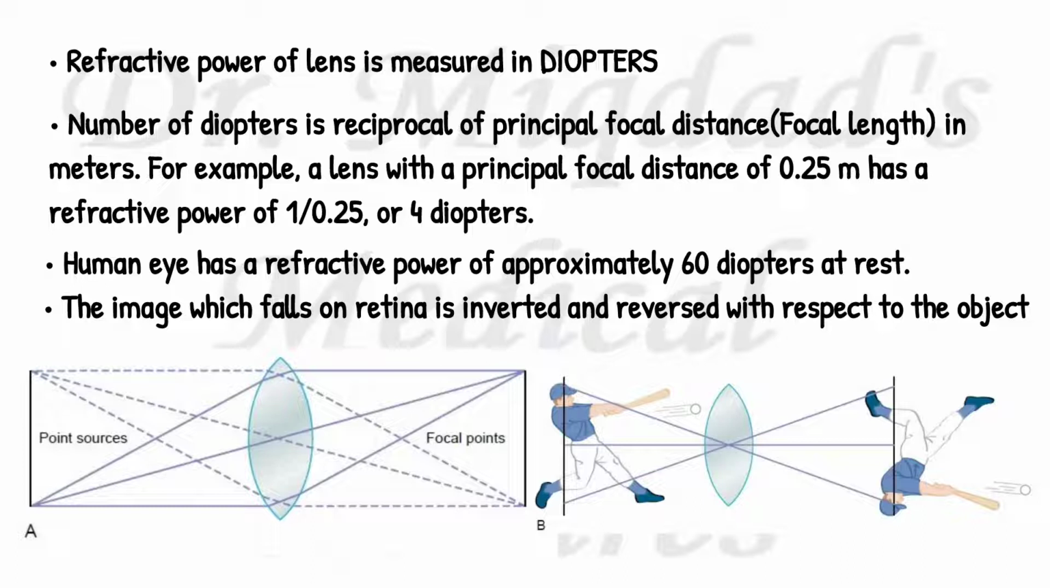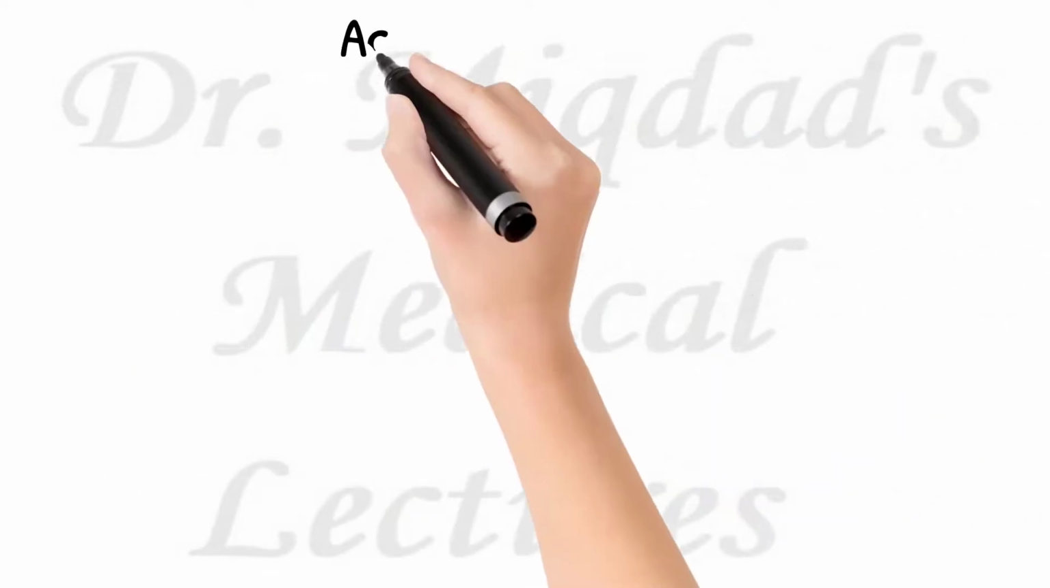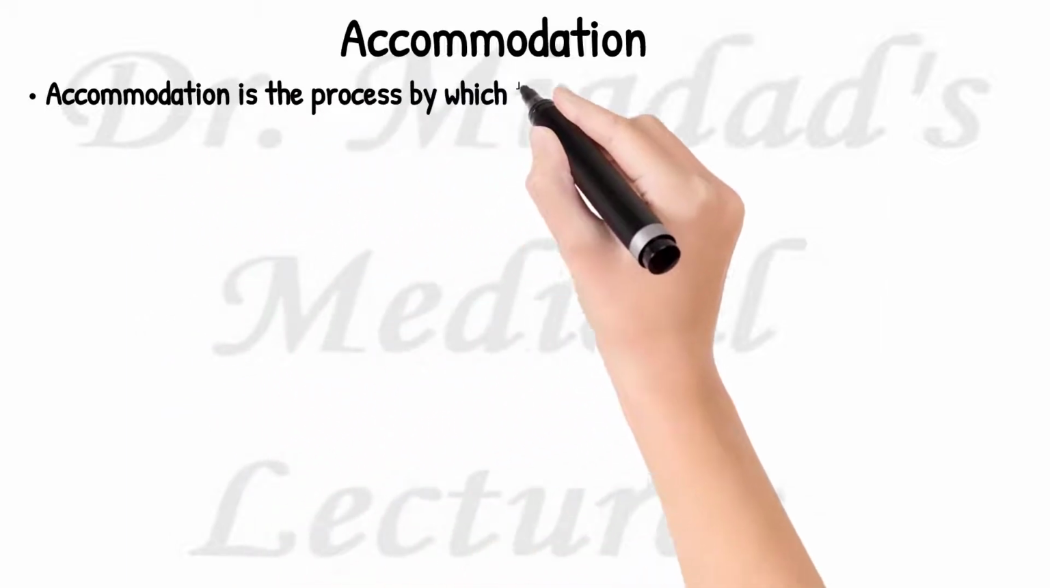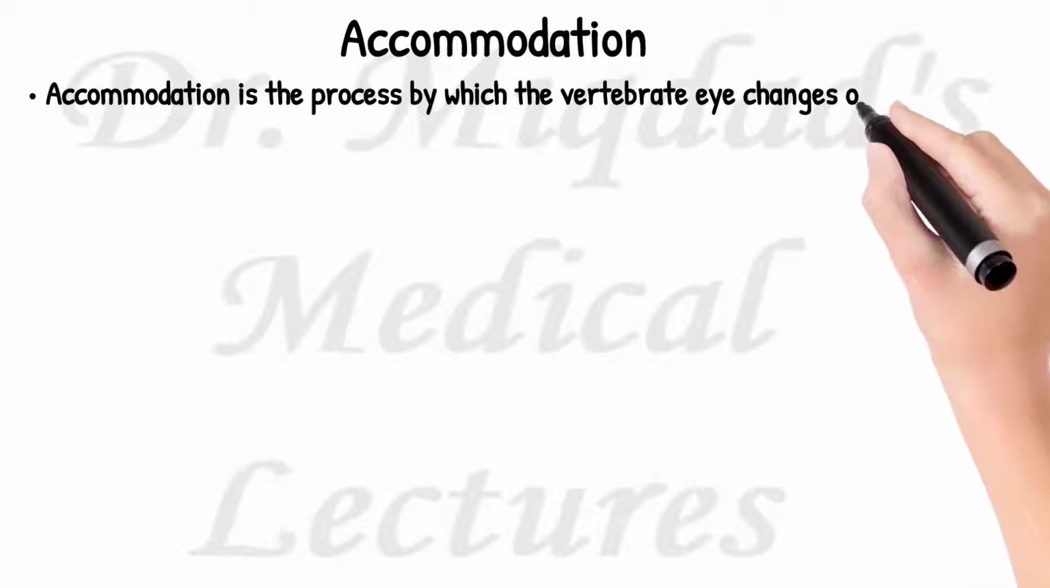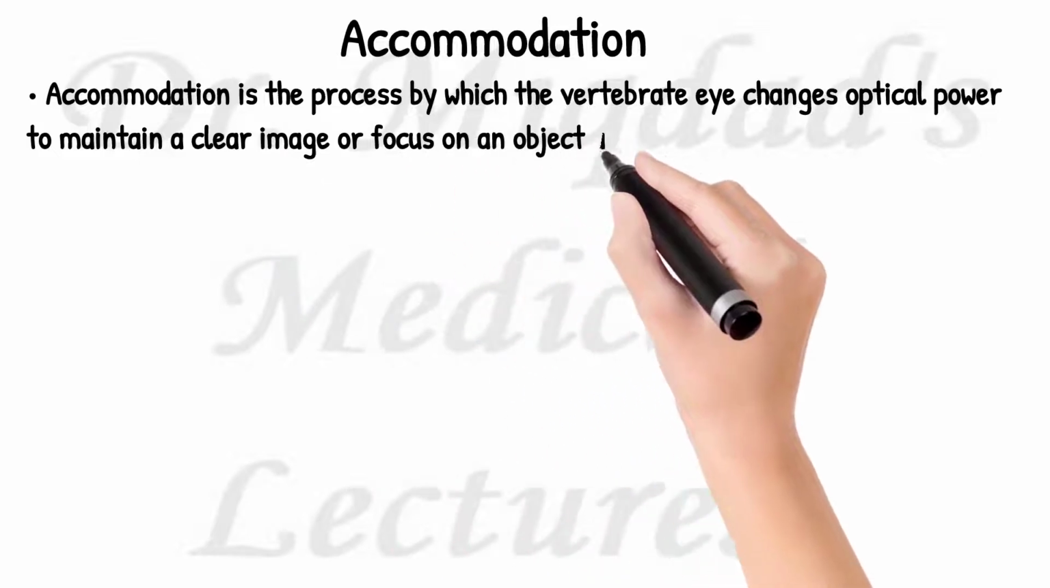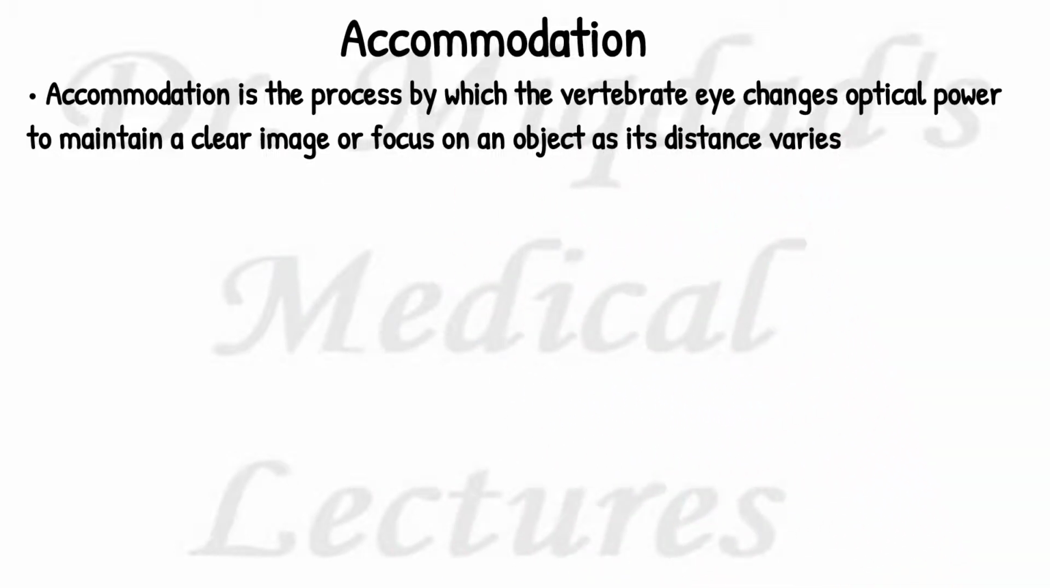The accommodation is so fast that we don't even have the feeling of the image getting blurred if we shift our focus from a near object to a far object and vice versa. So now let's discuss accommodation. Accommodation is the process by which the vertebrate eye changes optical power to maintain a clear image or focus on an object as its distance varies. In simple words, we can say that accommodation is the process by which the curvature of the lens is increased.